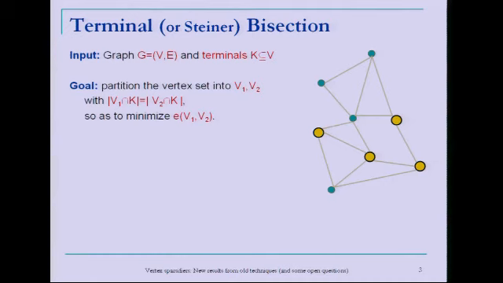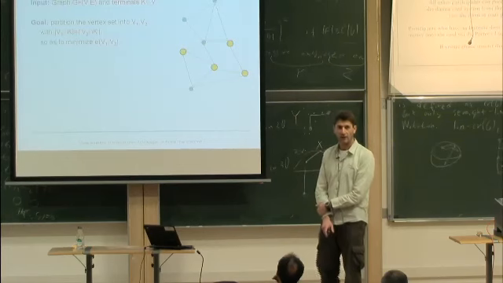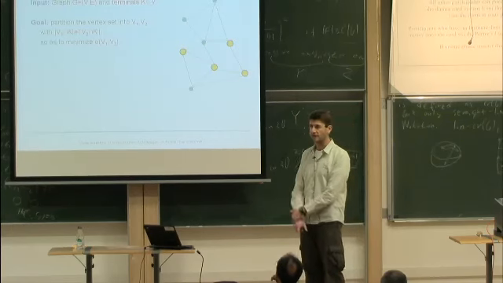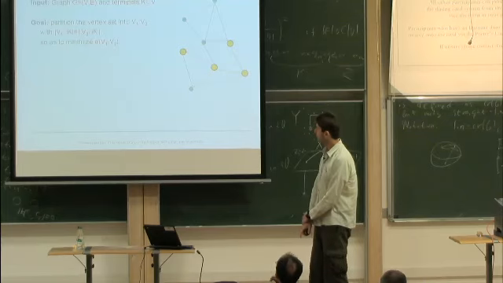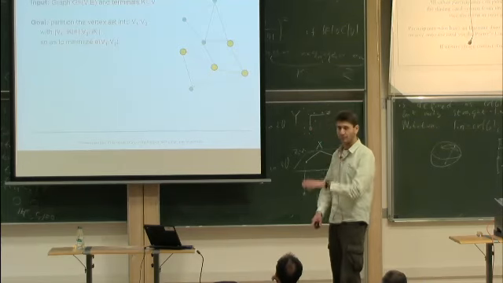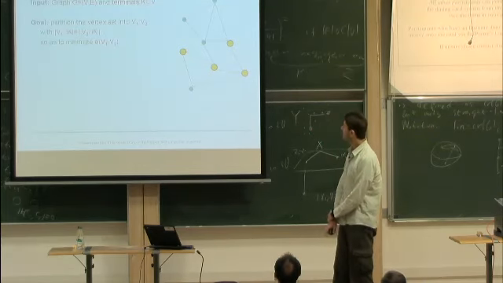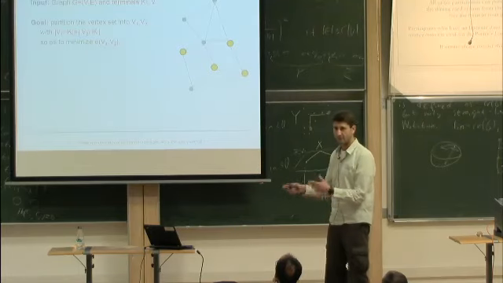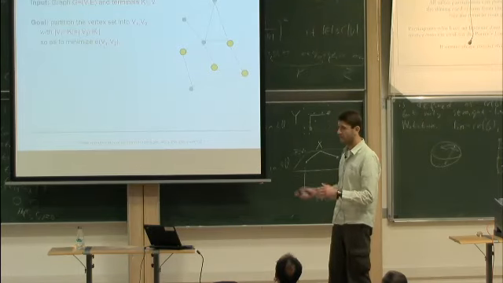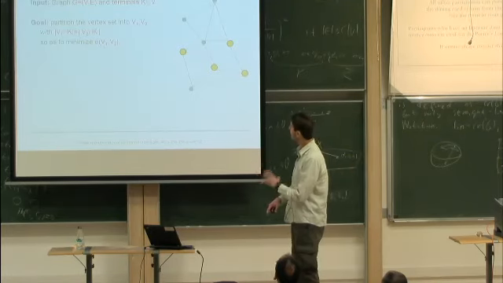So here is a version of the problem, which I'm going to call terminal bisection because we're going to deal throughout the talk with terminals, which is just a subset of the vertices. Actually, in all these papers, including my paper and previous papers, it's usually called Steiner bisection. I don't know which one is better. I think it's better to think about it this way.